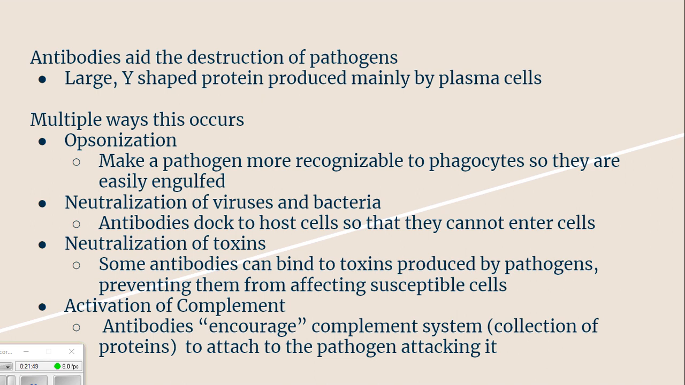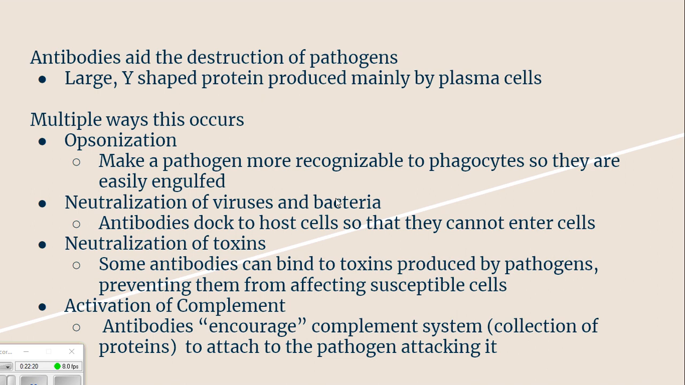And so the way that they aid in the destruction of the pathogens occurs through multiple ways, through this process called opsonization, which makes a pathogen more recognizable to phagocytes, so they are easily engulfed. Basically, an antibody will help macrophages take up those pathogens and help them destroy those pathogens. So you can get neutralization of a virus and bacteria.